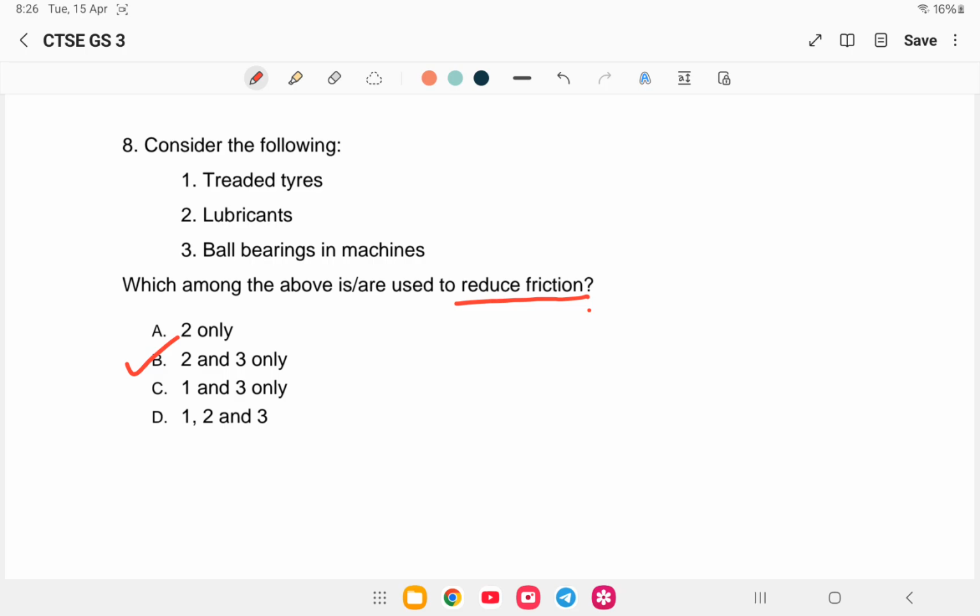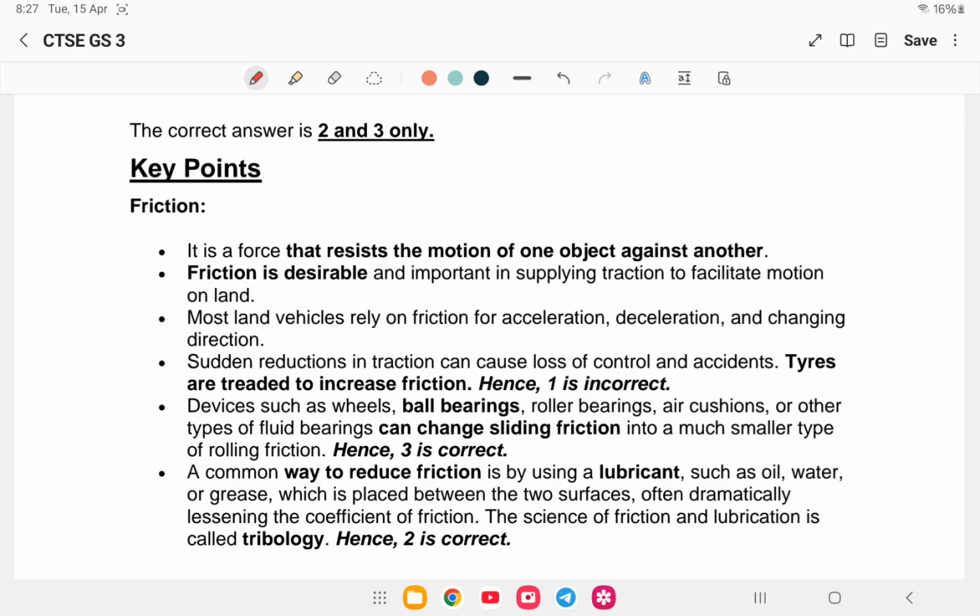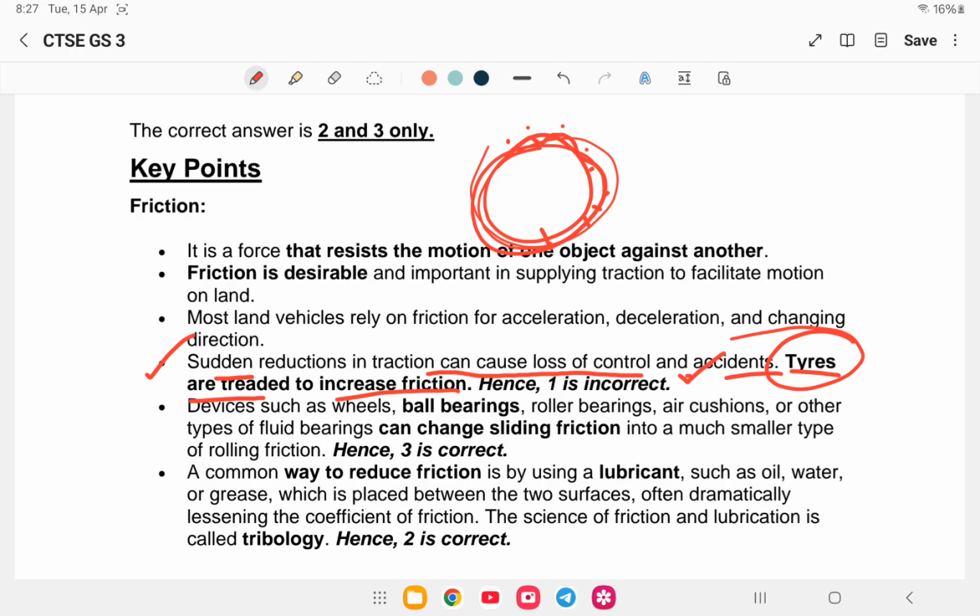Let us study in detail about this. Friction acts against the motion. Number 1, threaded tires use friction; traction loss can cause loss of control in an accident. Tires are threaded to increase friction. So 1 is incorrect. Number 2, ball bearings reduce sliding friction, and lubricant, like grease or oil, reduces friction. So 2 and 3 are correct. Only 1 is incorrect. Let us go to the next question.